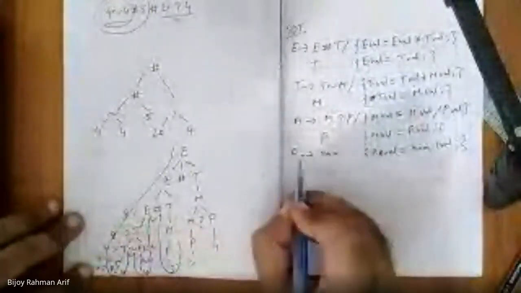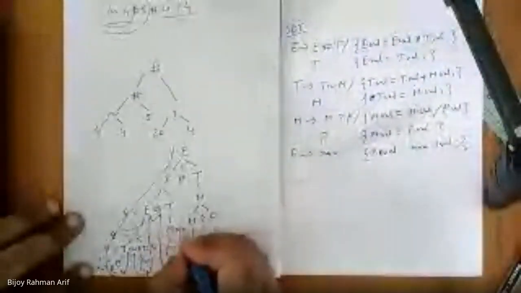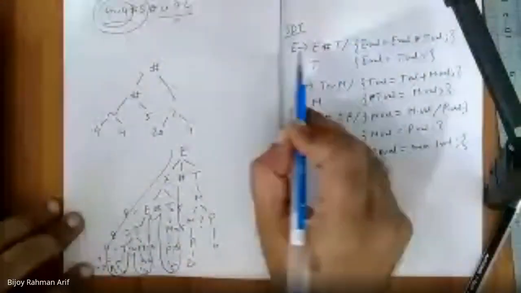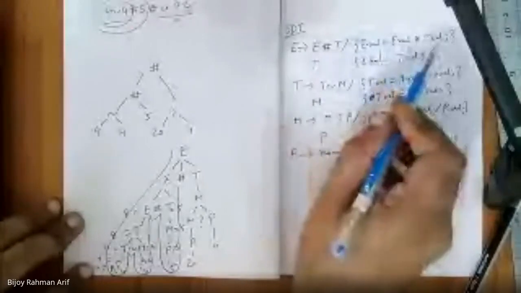Then hash. This is not a reduction. So again, 5 reduced to P. Num reduced to P. What is the action? P would become 5. Then P reduced to M. What is the action? M val equal to P val. So M becomes 5. Then M reduced to T. What is the action? T val equal to M val. So this T would become 5. Finally, this one is a reduction: E hash T becomes E. What is the action? E val equal to E val star T val. So 8 star 5, this would become 40.